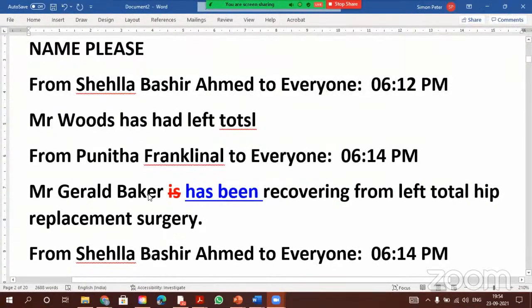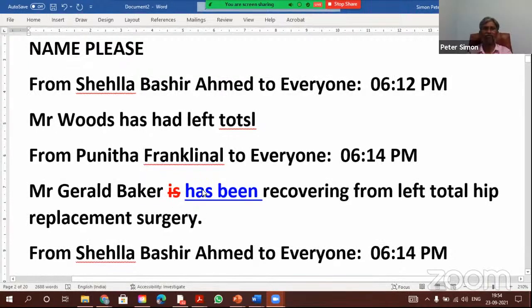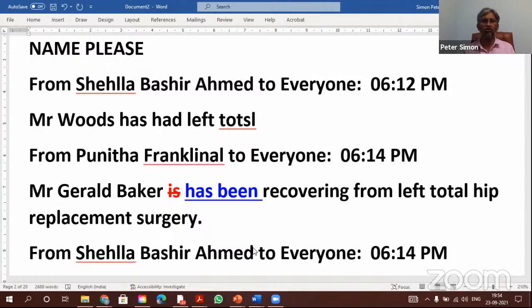Yes, sir. Is that clear, Punita? Yes, sir. Has been, you understand why has been? Because it is a prolonged process, not a momentary process. I am teaching now, and I'm talking only about now, I have to say like that. But you cannot talk only about now because recovering is a continuous process. So has been recovering, you have to say. That's the rule. Clear?